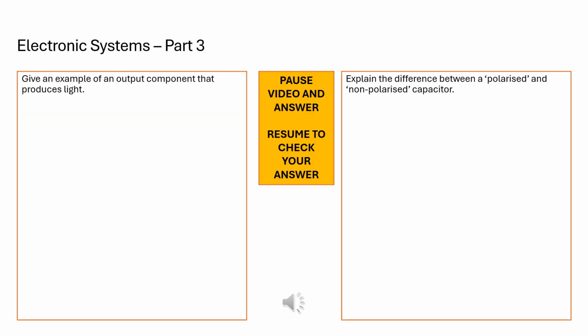The next question in this series of questions, it says, give an example of an output component that produces light. The other one is explain the difference between a polarized and non-polarized capacitor. Pause this video at this point and check your answer to see how close you were.